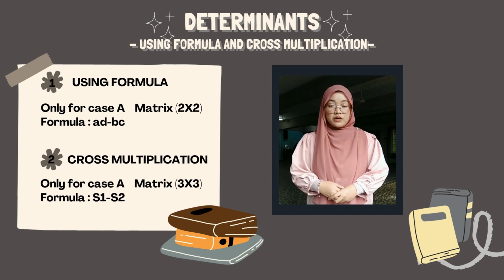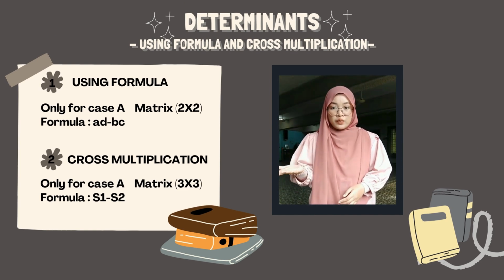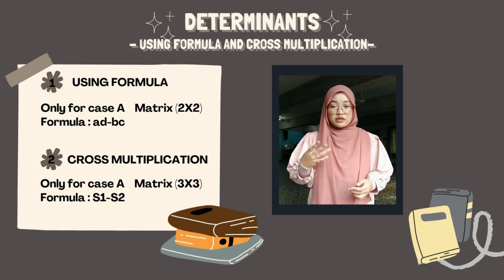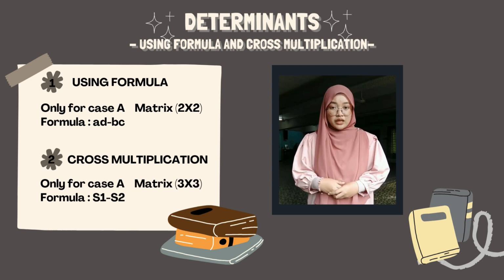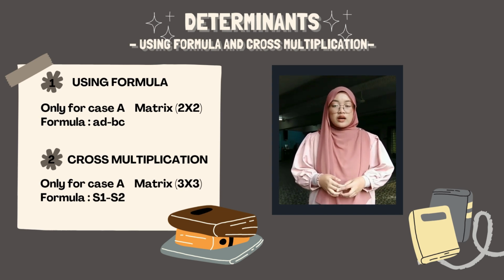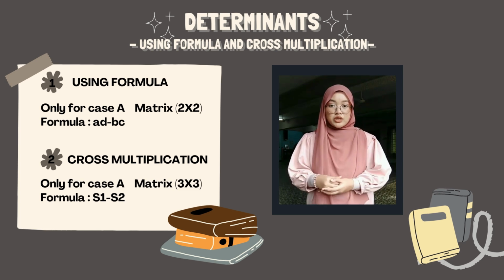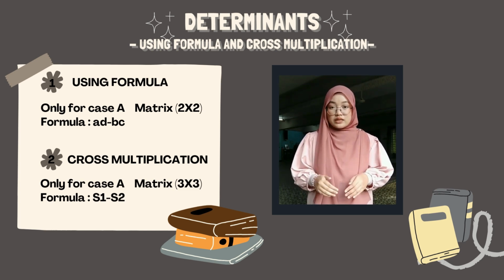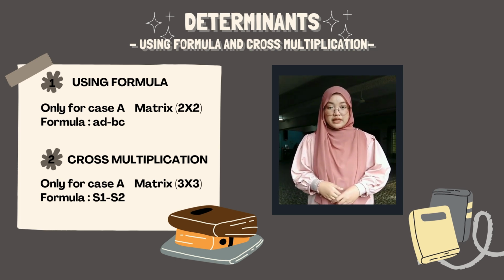Next, I will explain about determinants by using formula and cross multiplications. When we need to use determinants by formula and cross multiplications, for determinants by using formula, we can use this if the matrix is 2 times 2. So the formula that can be used is AD minus BC. For determinants by using cross multiplication, we can use this only if the matrix given is 3 times 3. So we use the formula S1 minus S2.